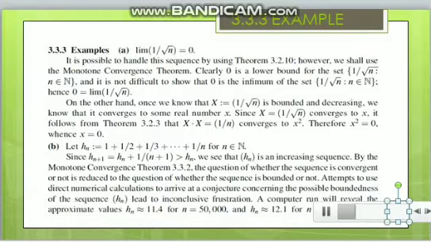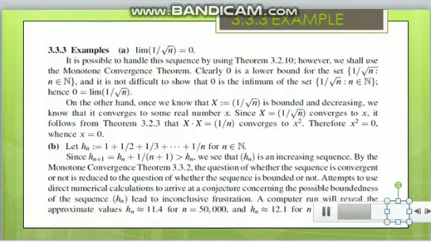On the other hand, as we know that X equals 1 over square root of n is bounded and decreasing, we know that it converges to some real number x. Since X converges to x, it follows from theorem 3.2.3 that X times X, equal to 1 over n, converges to x squared. Therefore, x squared equals 0, whence x equals 0.